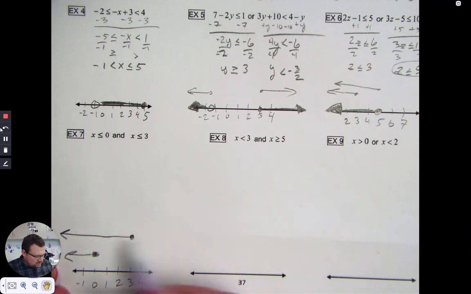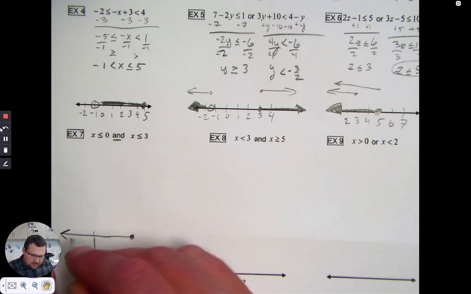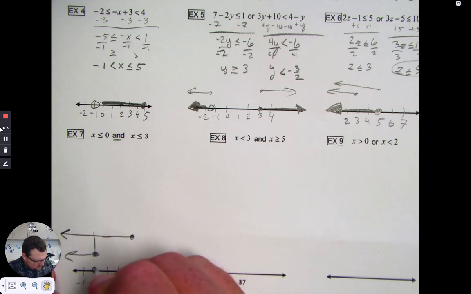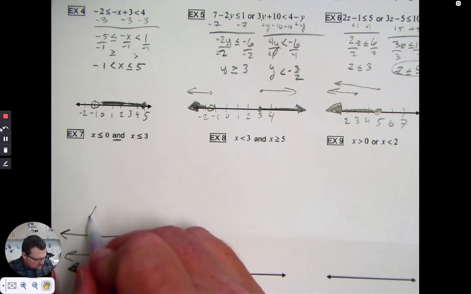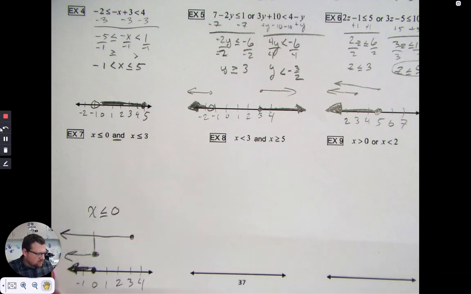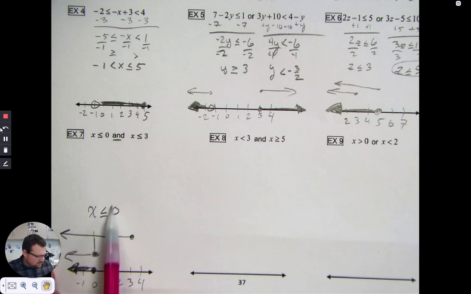Okay, now it's an AND statement, so it has to work for both. So you're only looking for things that work for both, which means here to the left works for both. So if we put a closed circle here at 0, and we put an arrow to the left, that actually shows us our answer. So our answer for this, when we go to graph it, is really just x is less than or equal to 0. Just like above, it was z is less than or equal to 5. Here, it's x is less than or equal to 0.